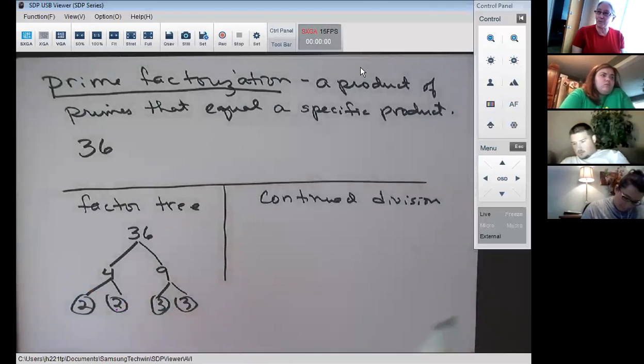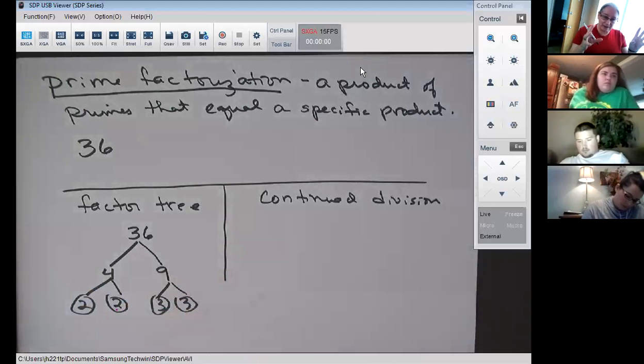Sometimes your tree, depending on what pair of factors you get, will get sort of unbalanced, and it's really easy to lose a little factor. If there's a lot of factors in the factorization, you'll lose them in that tree somewhere. So it's a good idea to circle them as soon as you find them.